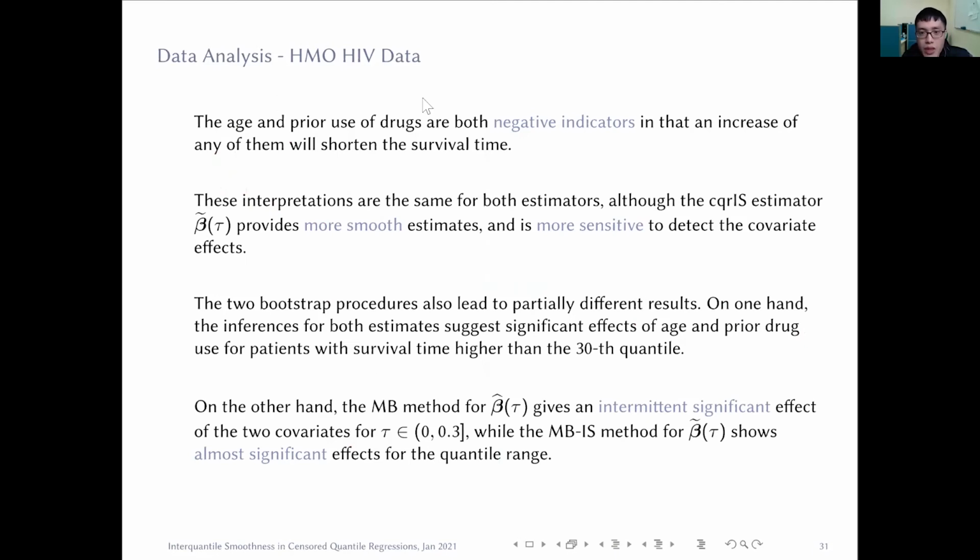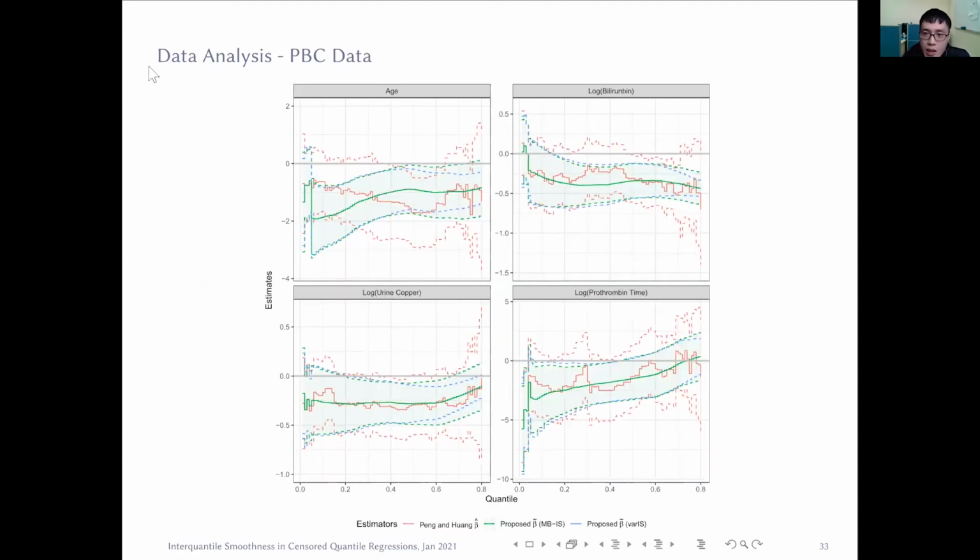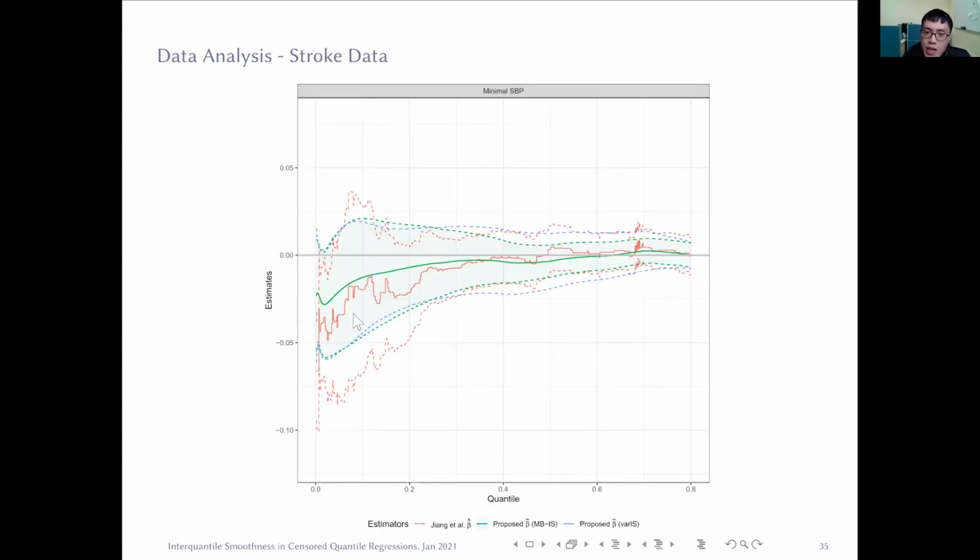So, a summary of our data analysis. I would like to skip the next two data analyses, but I would like to emphasize that the PH estimator is in general very fluctuating, while the SEQ estimator is smooth.